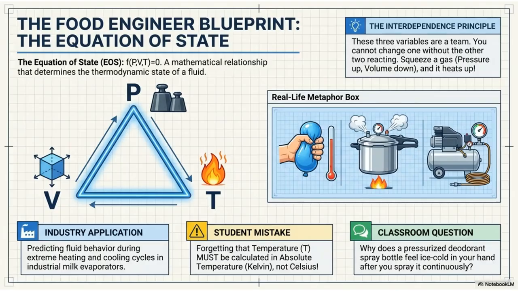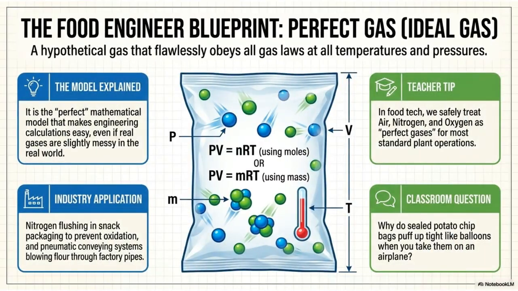The equation of state links pressure, volume, and temperature. In food processing, these variables are interdependent. Changing one, like increasing pressure in an evaporator, directly impacts the others, affecting the fluid state. For many engineering calculations, we use the perfect gas model.